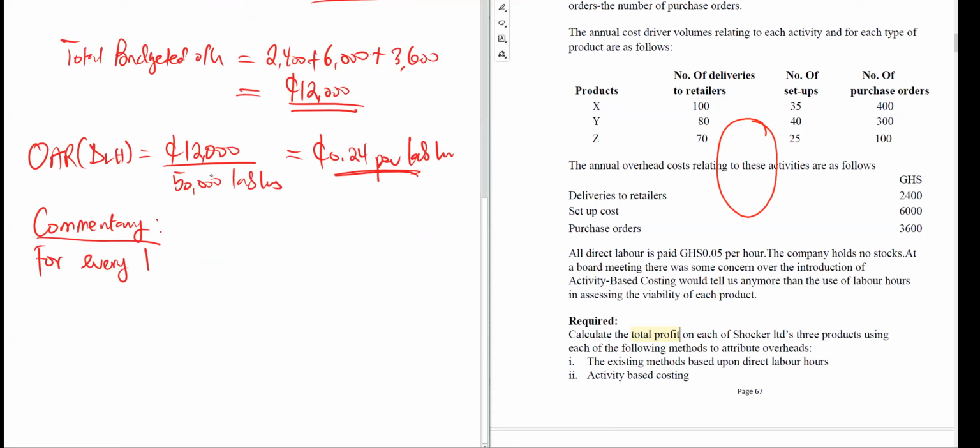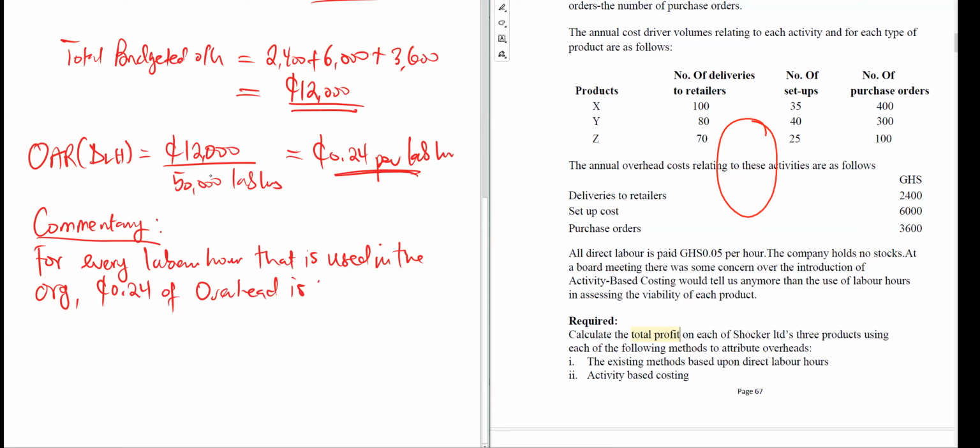For every labor hour that is used in the organization, 0.24 of overhead costs is incurred. Does that make sense? So it means that at any point in time that we use one labor hour, we pay, if overhead was a person, we would have paid him 0.24. That's 24 pesos. So the more hours I use, the more I will end up paying overheads. I hope that makes sense.